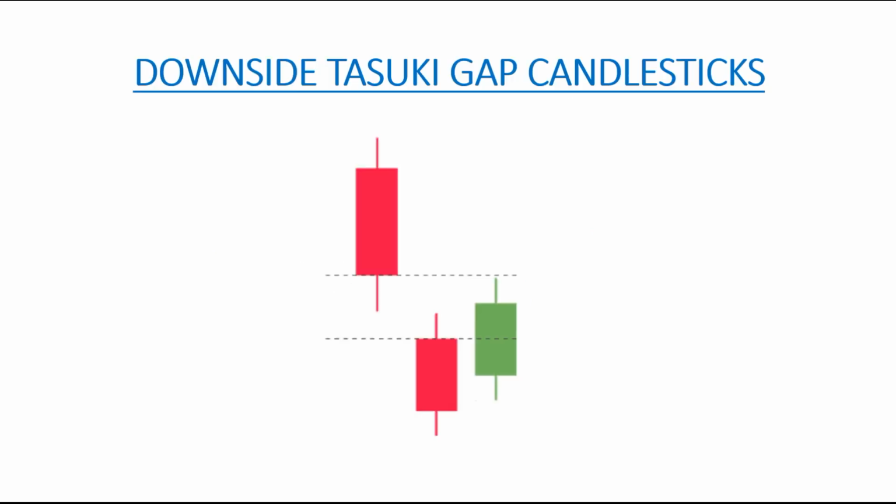The opposite, the downside TASUKI gap candlesticks pattern, is our number 6. This pattern is a bearish continuation candlestick pattern which is formed in an ongoing downtrend. It consists of 3 candles as well, 2 red ones and 1 green one. The first candlestick is a red bearish candlestick with a long body. The second one, also red, is formed after a gap down. So the third candlestick, the green bullish candle, closes in the gap between the first 2 red candles.